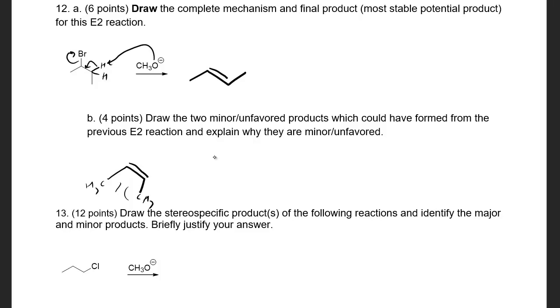And then the other potential product would be deprotonating one of the hydrogens off of this carbon right here to form our less substituted alkene, which would be that. And essentially the less substituted alkenes are higher in energy. So they are less stable and less favorable products to form.